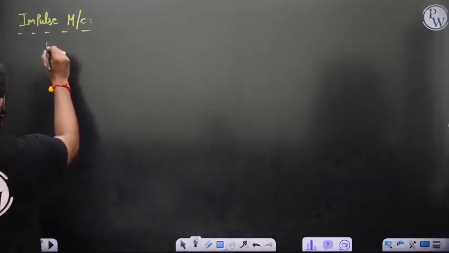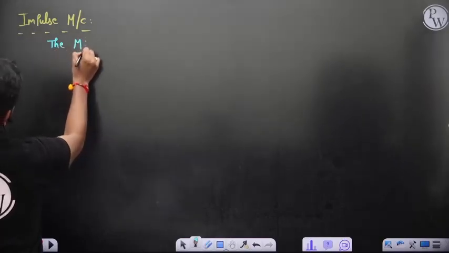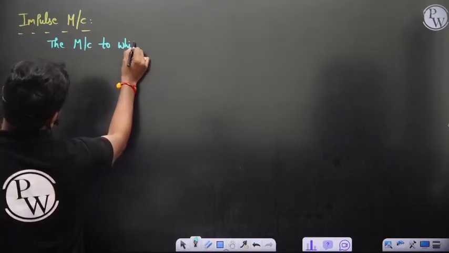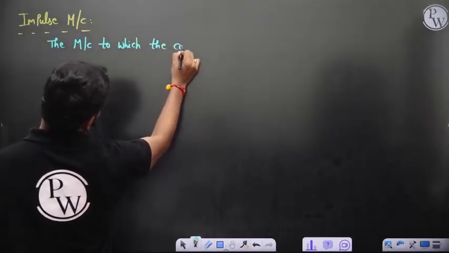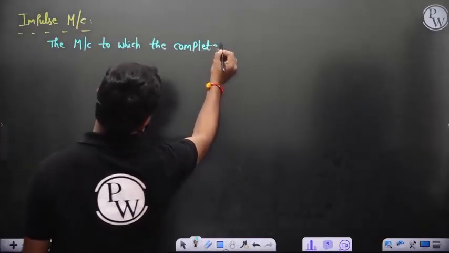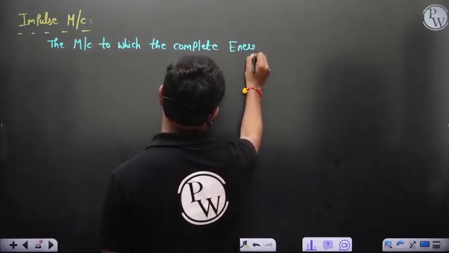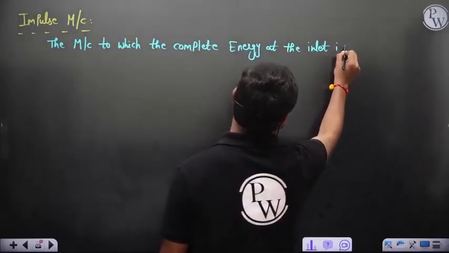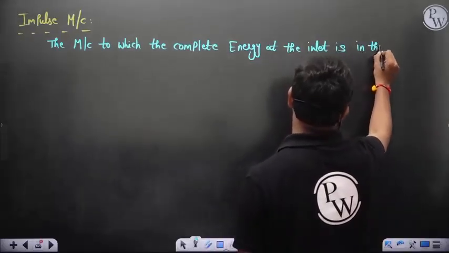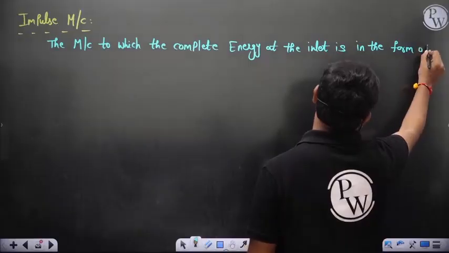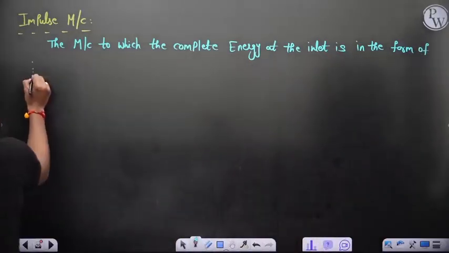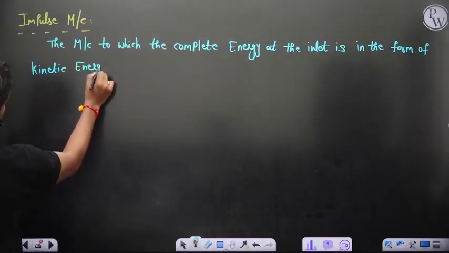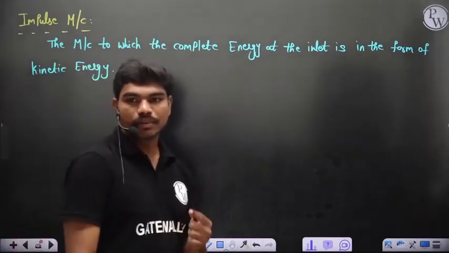Okay, so an impulse machine is the machine in which the complete energy at the inlet is in the form of kinetic energy. Example, Pelton wheel.